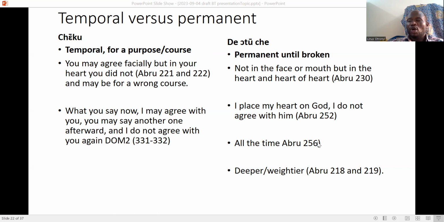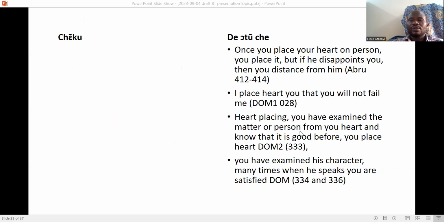And this can happen all the time. Once the heart is placed on someone, it can happen all the time. It is consistent until it is broken, whereas it's not the case with cheku.